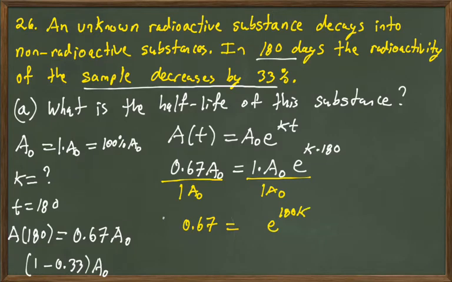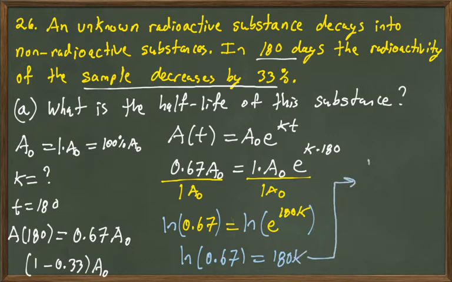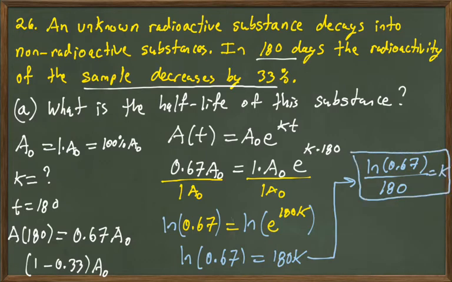And then we're going to take the natural log, and the e and the ln will undo each other. So we have the ln of 0.67 is equal to 180k. And we'll divide both sides by k, not k. We'll divide both sides by 180, pardon me. ln of 0.67 over 180. That's going to be equal to our k. Okay, so now we have our model because we have our initial amount of 1 A naught, and we have our k, so we're getting closer to actually answering this question about the half-life.